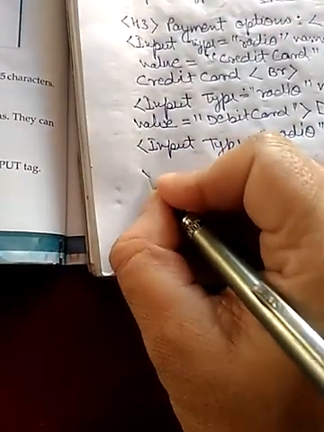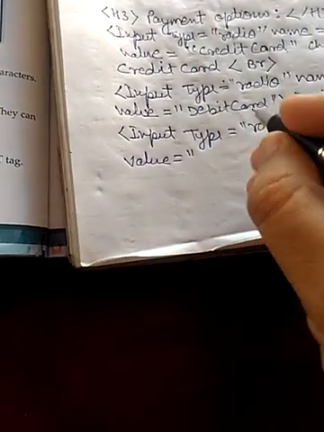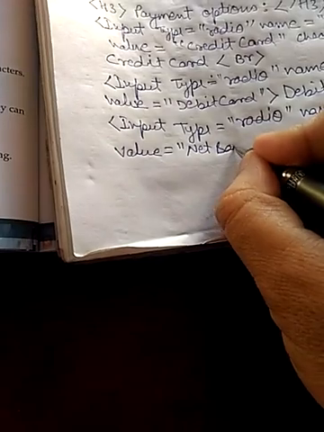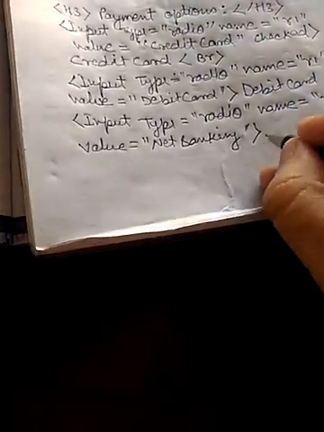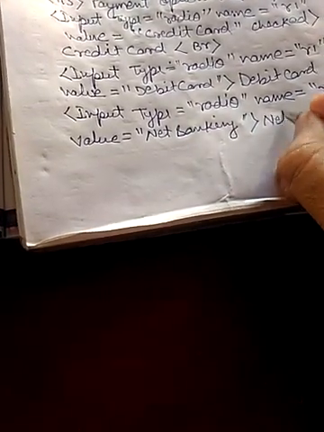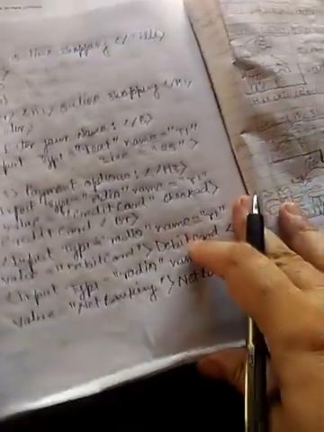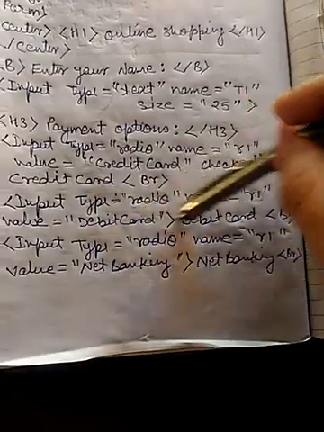After that, we have to write the value. Value is that attribute which is saved at the server. Here I am mentioning net banking. After that, the text we want to display, let us say net banking here. So in this way, if you want to change the line, then you can write here BR, break line. Now in this way, you can create the radio button.